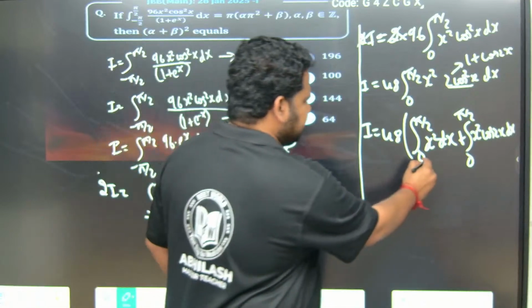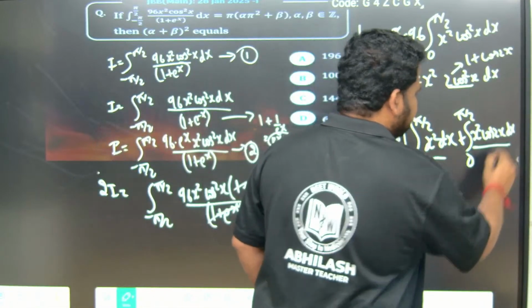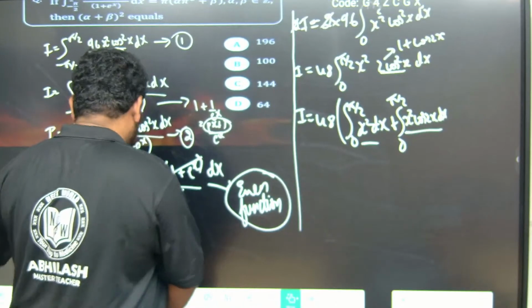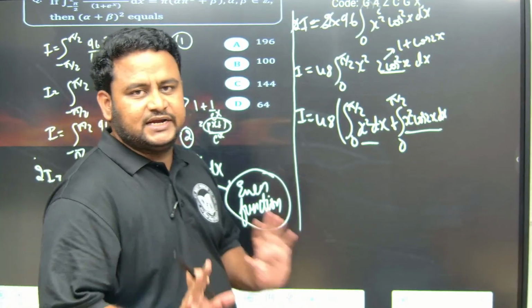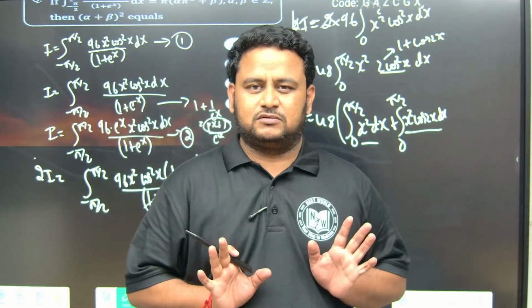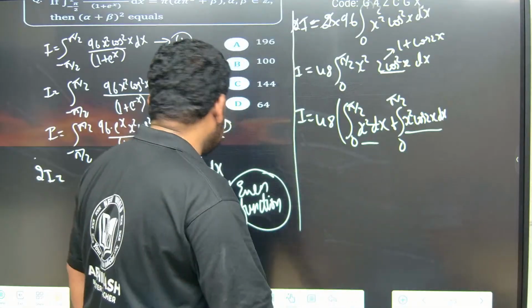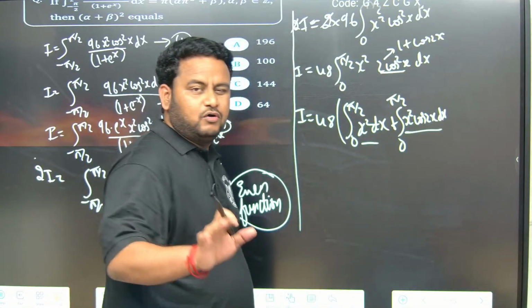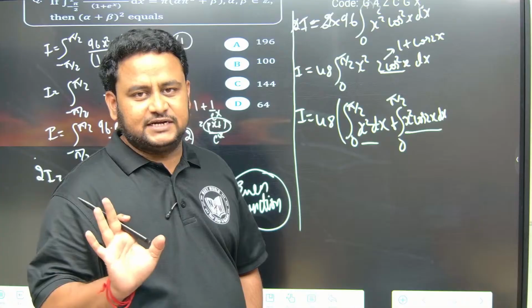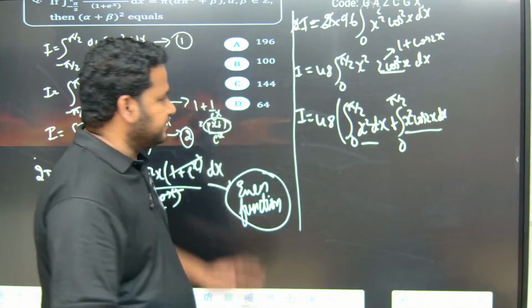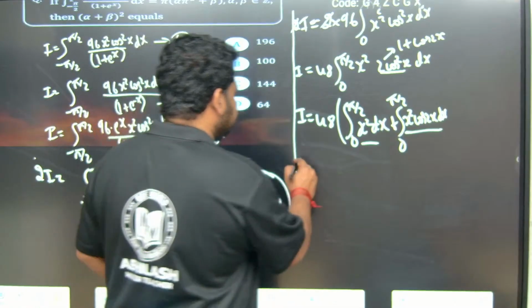Now this one I can directly integrate, but for this one I have to use integration by parts. I know it is lengthy, but it is a board level question. Conceptually it is board level, but it is a little calculative. That's all. Other than that, it's a very simple question. They are only based on properties of definite integrals. You have to know King's rule and also how to convert this.